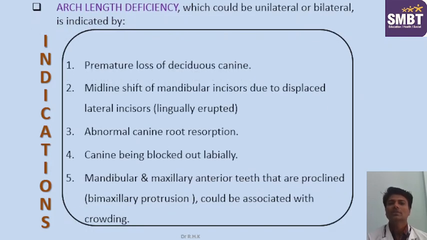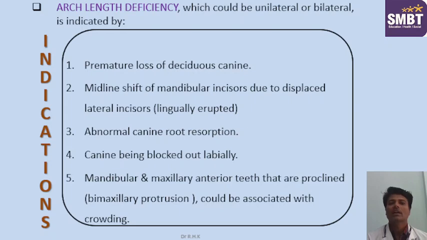So how is arch length deficiency indicated? It is indicated by premature loss of the deciduous canine. Also, there is a midline shift of the mandibular incisors due to displaced lateral incisors. Then there is abnormal canine root resorption because of the abnormal path of eruption of the permanent teeth. There are chances of the canine being blocked out labially or lingually. Then the mandibular and maxillary anterior teeth are proclined.